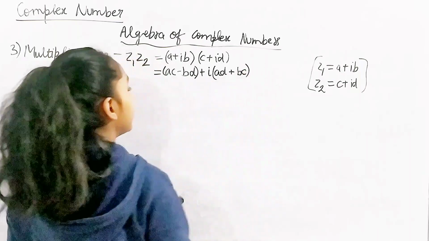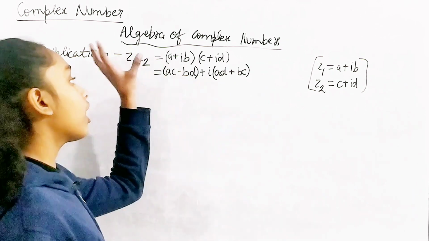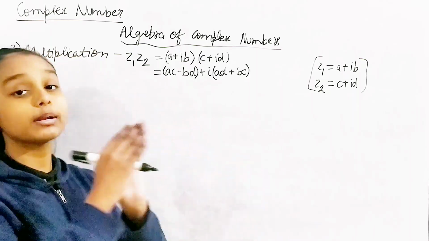BC. Okay, let's have a look. Is it clear? As I told you, iota is going to be common in it. So what are we going to get? AD and BC. That's what we left, because actually, we were multiplying the two imaginary parts.